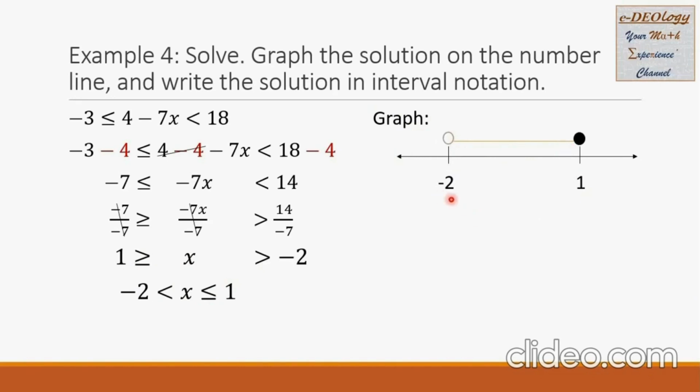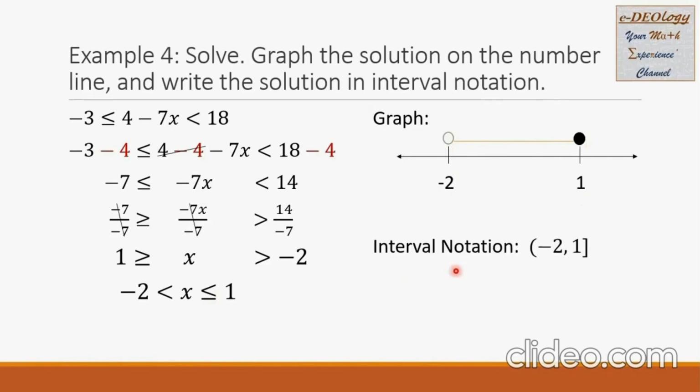but the negative 2 is not part of the solution, so we put a hole on top of it. The number 1 is part of the solution because of that less than or equal sign. So we put a solid dot on top of the 1. So this is now the graph.